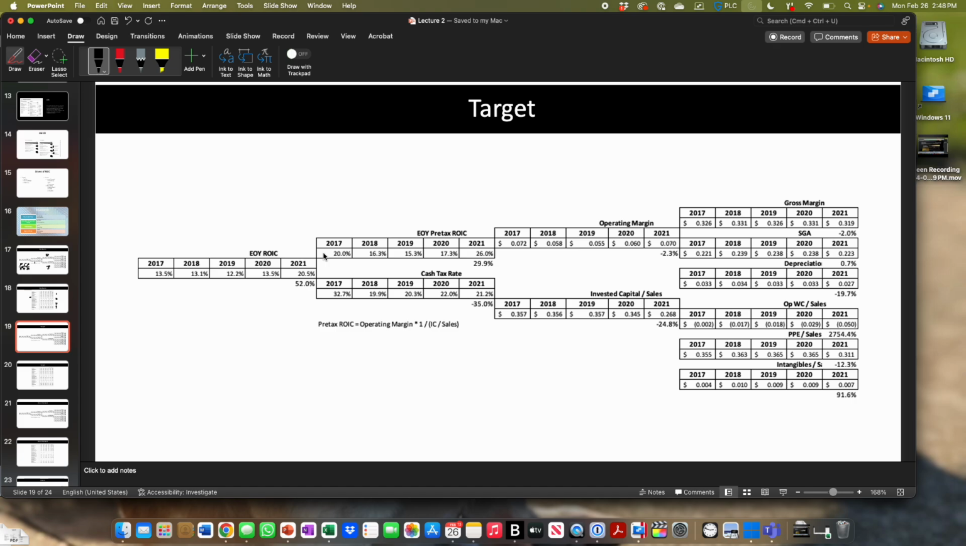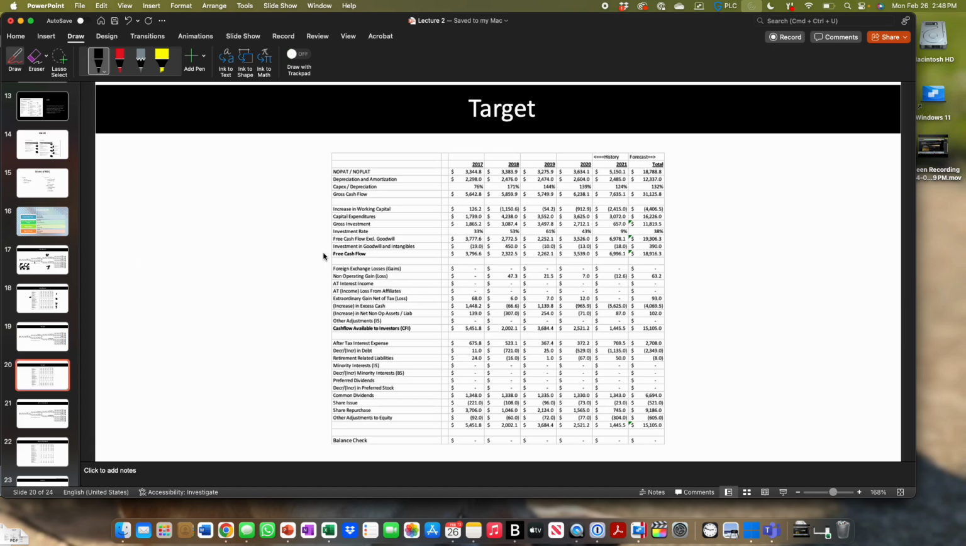Statement number 2, CFI. Again, 4 sections, starting with free cash flow. For Target, their free cash flow, $18.9 billion of positive free cash flow over the 5 years. Okay, most of it, $7 billion, generated in 2021. That was the biggest year for free cash flow. They generated $31 billion of gross cash flow. They reinvested $11.8 billion of gross investment. They averaged a 38% reinvestment rate.